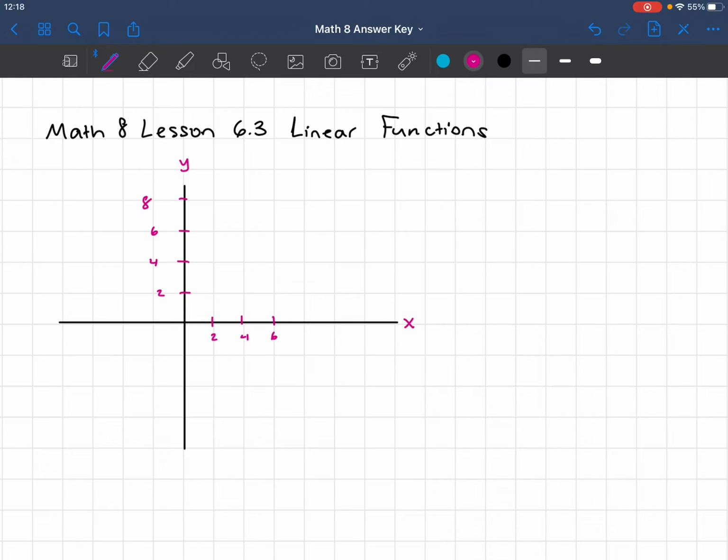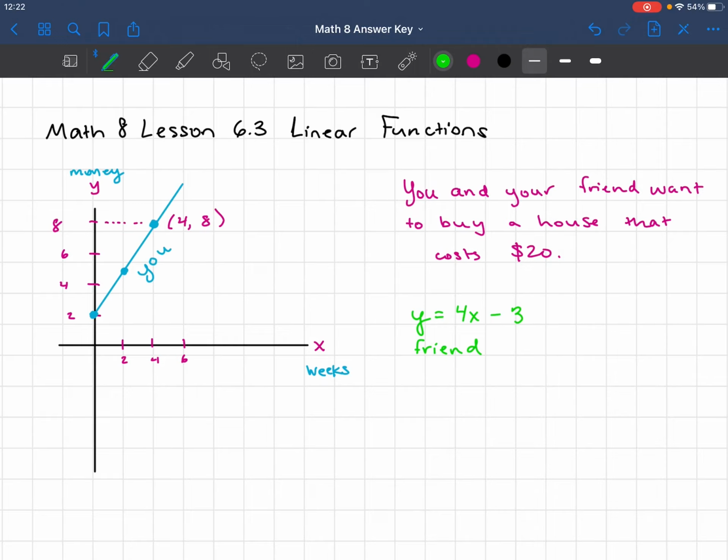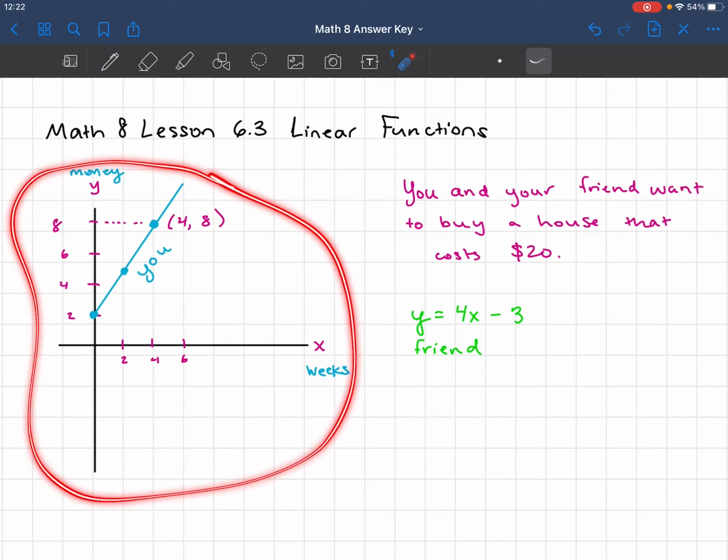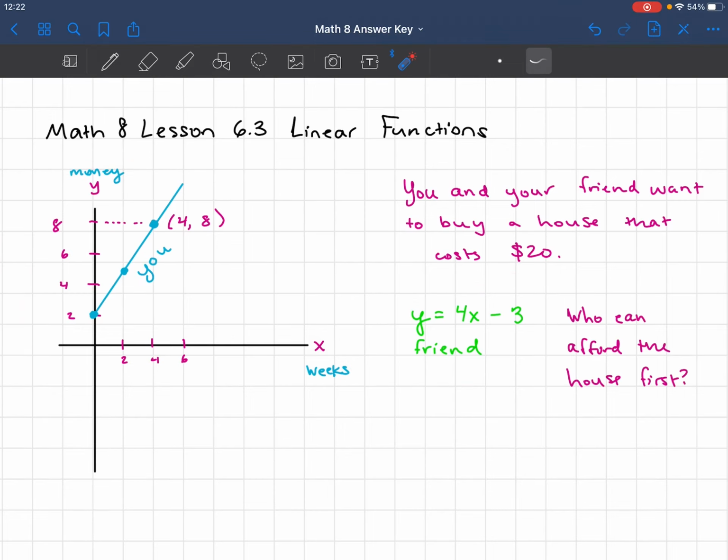Again, we're going to do the example where you and your friend are saving money. Okay, so let's say that an example of our problem is this. You and your friend want to buy a house that costs $20. Your money is represented over here by this equation on the graph, and your friend's money is represented by this equation here. So in this case, one of the situations is represented in a graph, and the other one is represented by an equation. So we also know that y represents our money, and x represents weeks.